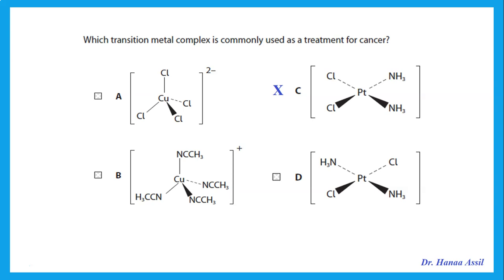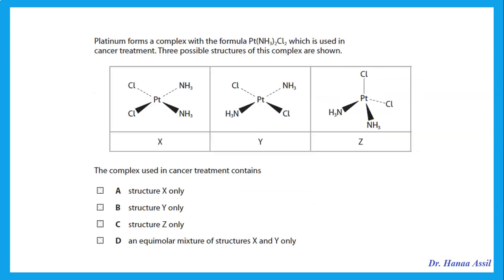If you look at the structure in D, it is transplatin. This is not the one used for cancer. It is the cis, in which the 2 chlorines are on the same side. Then this is cisplatin, used to treat cancer. Platinum forms a complex, and this is what we call platin, which is used in cancer treatment.